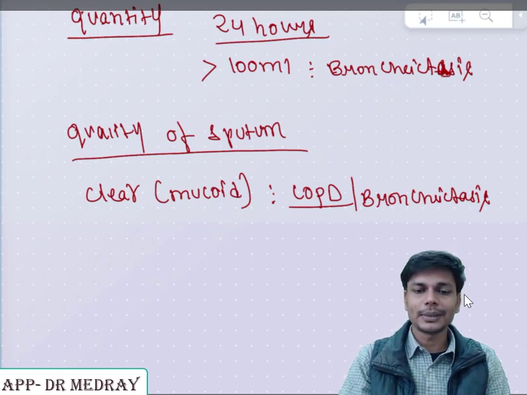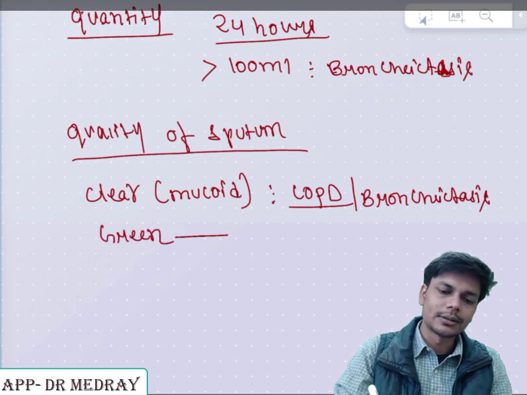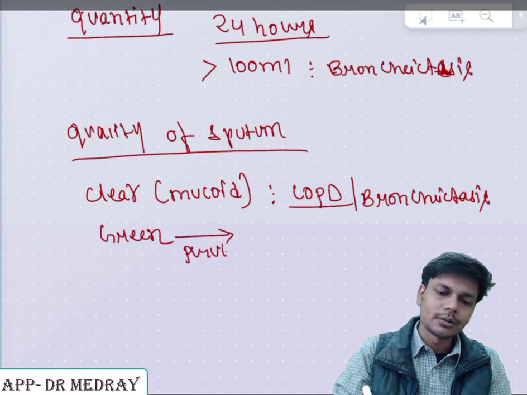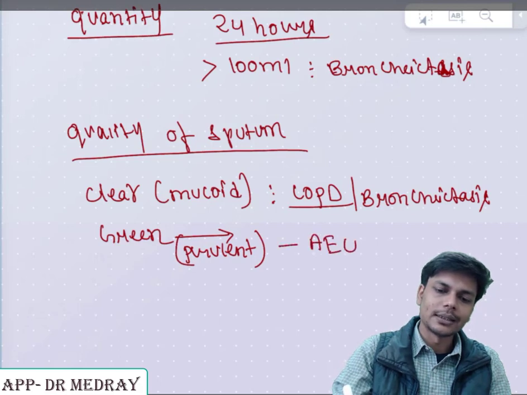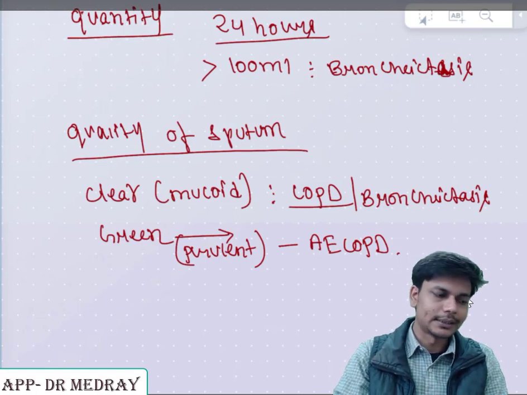But if there is superadded infection, if the COPD patient is having superadded infection because of either bacterial, viral, or fungal infection, the color of the sputum may change and it becomes green. So green sputum or purulent sputum is characteristic of AE-COPD, that is the acute aggravation of chronic obstructive pulmonary disease.